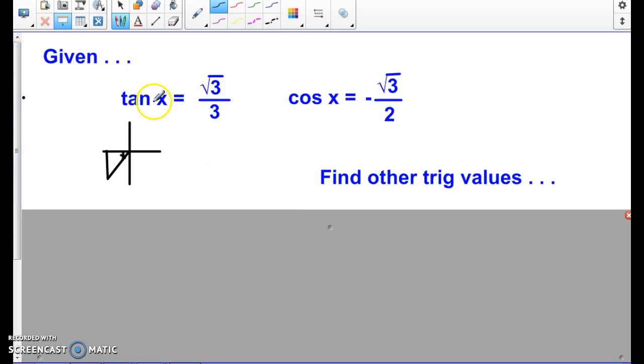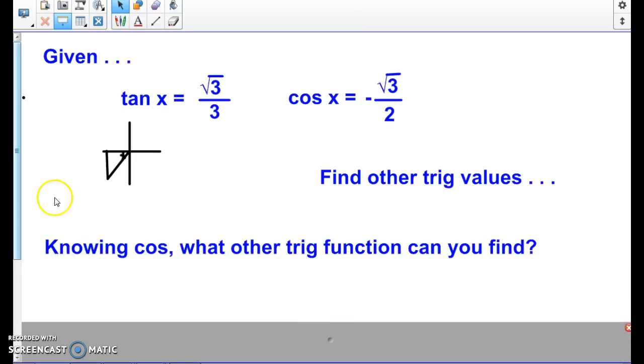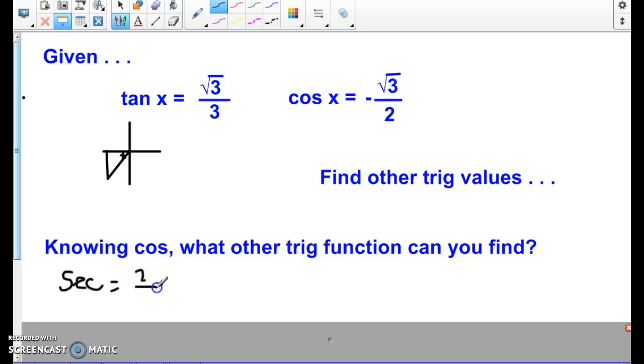Some of the easiest ones to find are the reciprocals of the tangent and the cosine. So let's do those. Sorry, I have to get down to my pulley thing. Knowing the cosine, what can you easily find? You can easily find the secant because they're reciprocals. Therefore, the secant is equal to the reciprocal of the cosine, or 2 over root 3. The sign goes with it, so this will also be a negative. Negatives can be written in the numerator, denominator, or just out front.